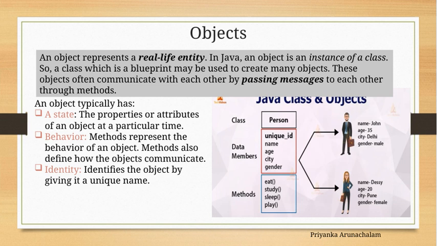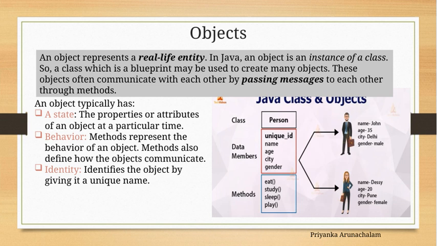Behavior, on the other hand, is represented by methods. These methods define what an object can do, how it acts, and also how it communicates with other objects. They are like the functions or actions that the object can perform. Then there's the concept of identity. Every object needs a way to be uniquely identified, and we do this by giving it a distinct name. This helps us distinguish one object from another, especially when managing multiple instances.